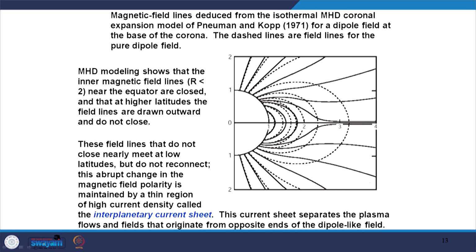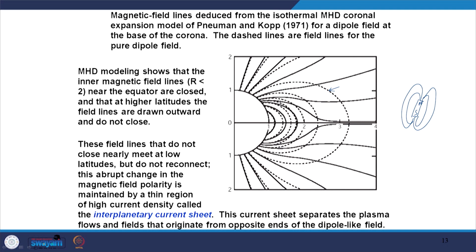So, most importantly, these are the magnetic field lines deduced from the isothermal MHD coronal expansion model for a dipole field at the base of the corona. The dashed lines that you see here are ideally for a dipolar magnetic field. You know what a dipole magnetic field is? Just a north-south magnetic field, like this. If it is an ideal dipole magnetic field, this is how it should look.